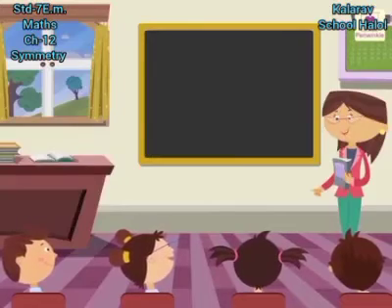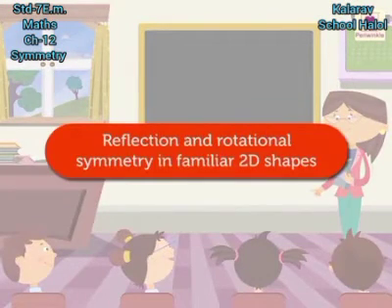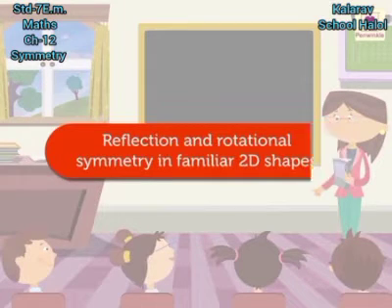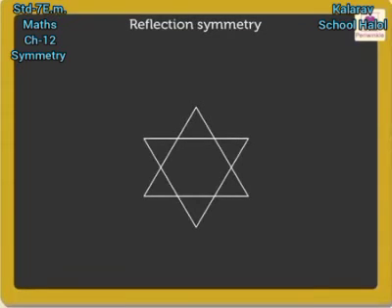Today, let us learn something different called reflection and rotational symmetry in familiar 2D shapes. Let's start. Look at the Star of David. Now, let's fold this figure in half. You will notice that both the halves match each other exactly.